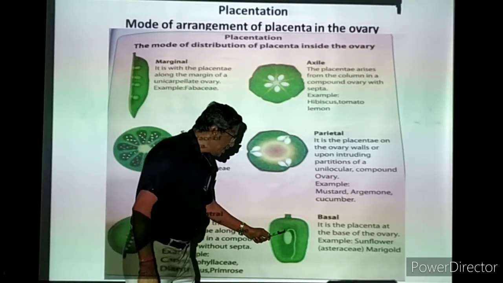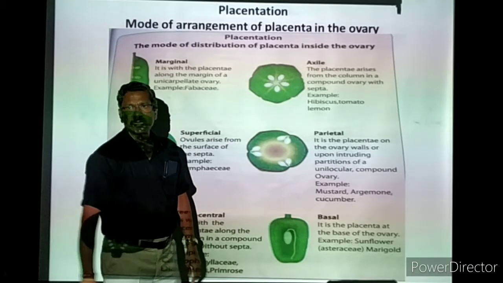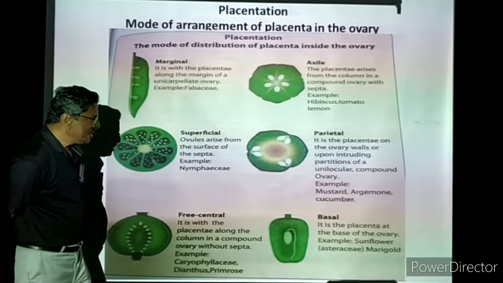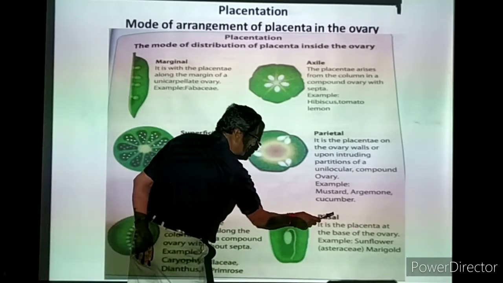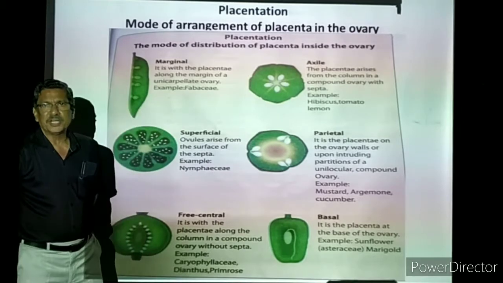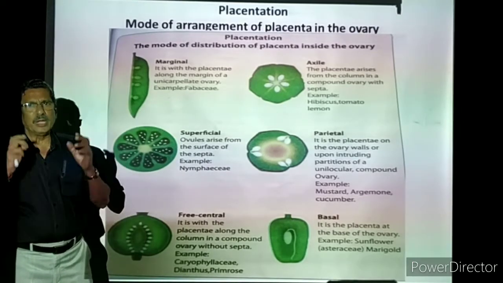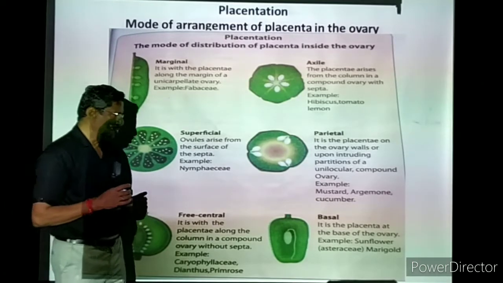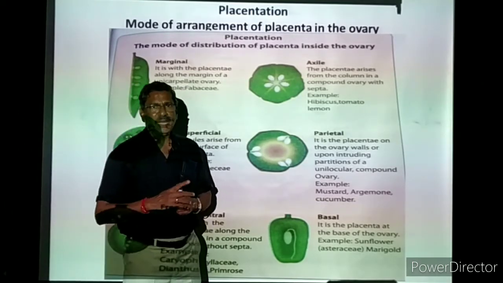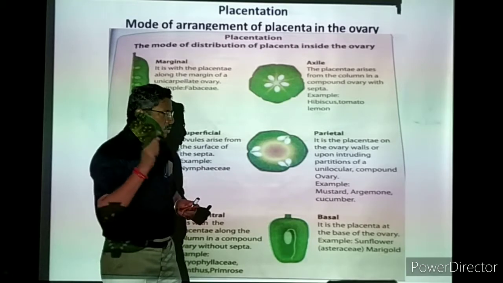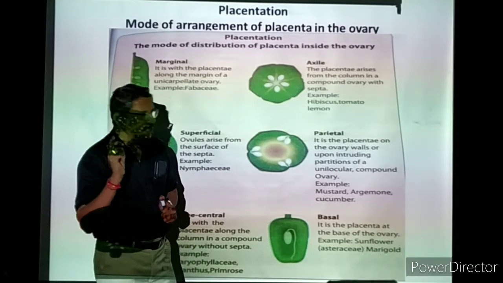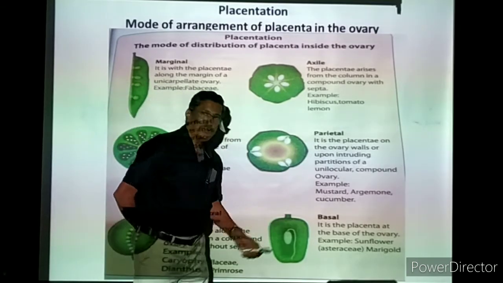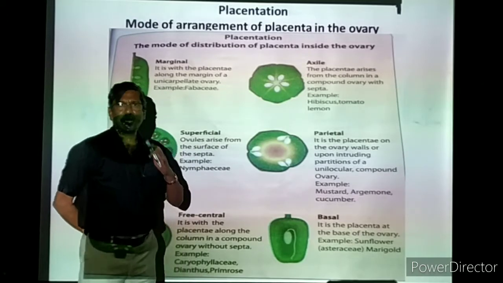The last one we are coming to is basal placentation. In the name itself we can understand: base. Now in this basal placentation, the ovary is made up of only one carpel. Unicarpellary or monocarpellary ovary. Only one locule, only one cavity. Monocarpellary unilocular ovary, and the ovary is having only one ovule. Not 2, 3, 4, 5 and so on.